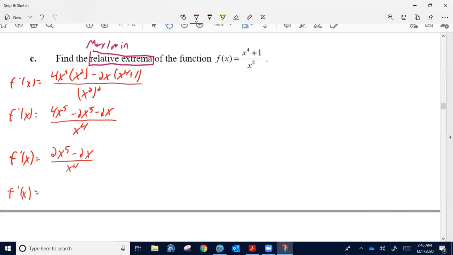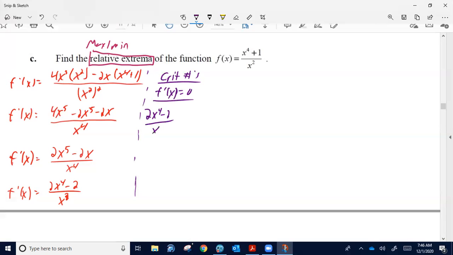And finally, I can clean this up. All three of these pieces, 2x to the fifth, 2x, and x to the fourth, have an x in common. So we can, in fact, take an x out. So 2x to the fourth minus 2 over x cubed is our derivative. Then we have to find the critical numbers. Again, that means derivative equal to 0. So 2x to the fourth minus 2 over x cubed equal to 0.